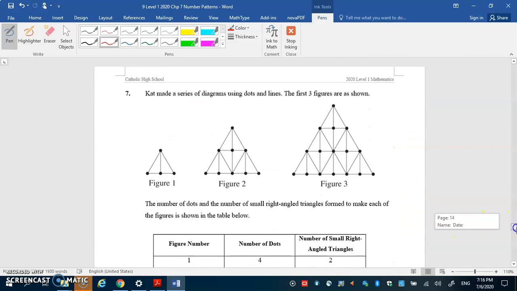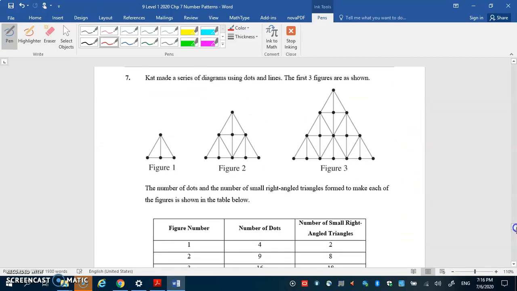Next, question 7. Cat made a series of diagrams using dots and lines. The first 3 figures are shown. So in this case, there are 2 patterns to be observed. One is the number of dots, and one is the number of small right-angled triangles. So there are 2 things that we are observing. Let's look at the table. For figure number 1, the number of dots is 4. The number of small right-angled triangles is 2, because we have one here, and then we have one here.